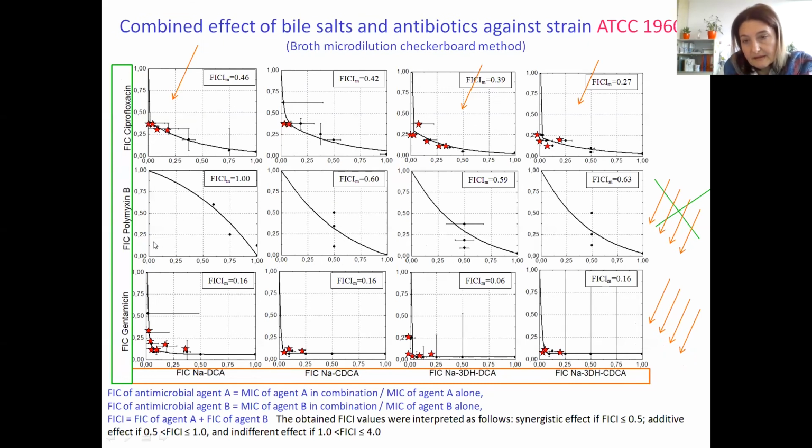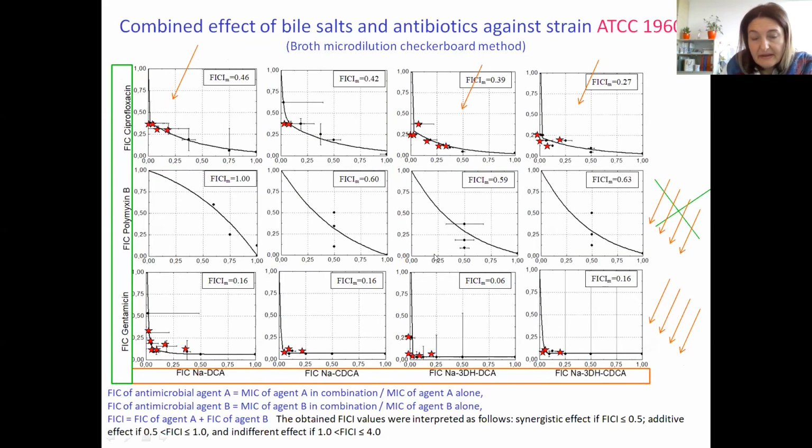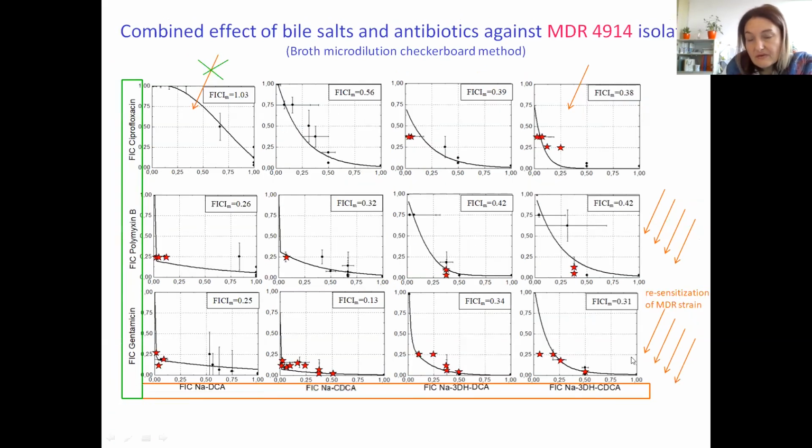On the other hand, all salts combined with polymyxin B were not effective against the reference strain, but were very effective, actually we got a synergistic effect, in the multi-drug resistant isolate strain. Gentamicin wasn't effective at all when used alone, but in combination with bile acid salts was very, very effective, and the best synergistic effect we found was in these combinations of gentamicin and all salts tested in both strains, in the multi-drug resistant strain as well.